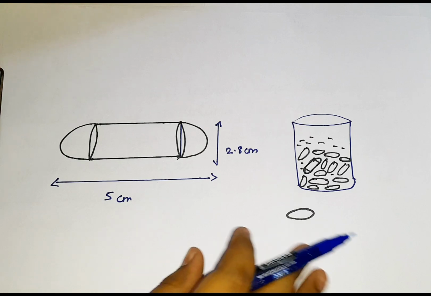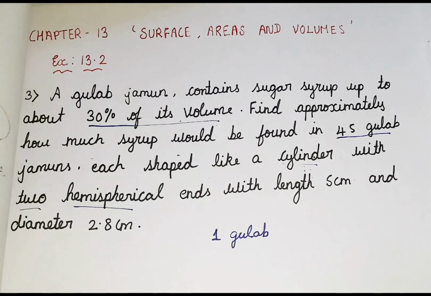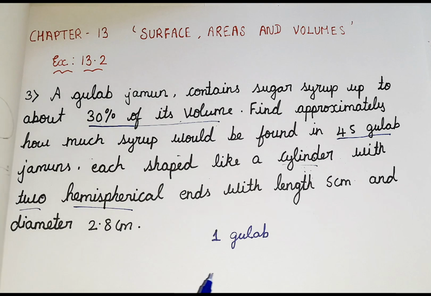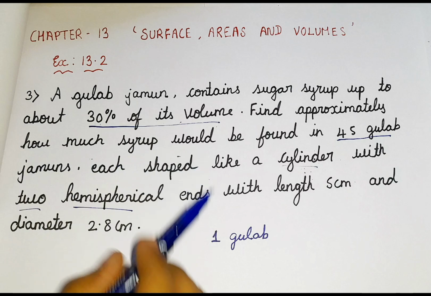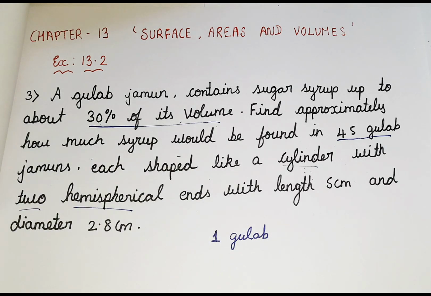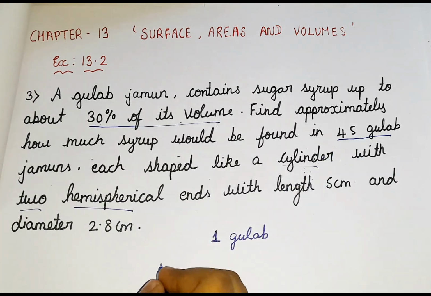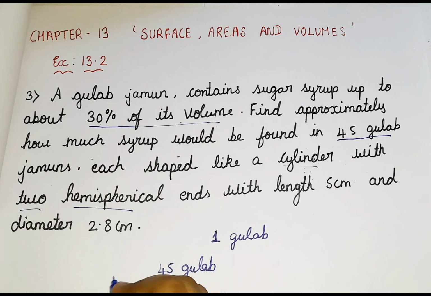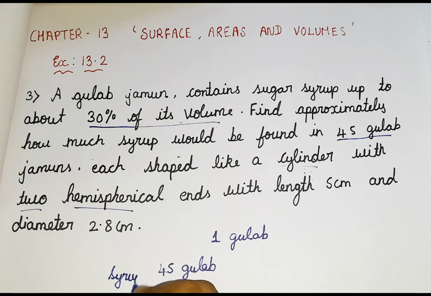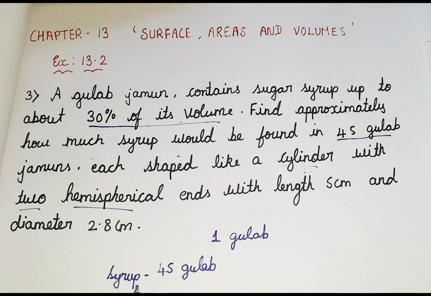So what did I tell you guys in the starting of the question? I told you that we are supposed to find how much syrup one gulab jamun can hold. Why are we finding how much syrup can be found in one gulab jamun? Because we want to know how much syrup would be found in 45 gulab jamuns. So we are supposed to find the syrup that is there in 45 gulab jamuns.